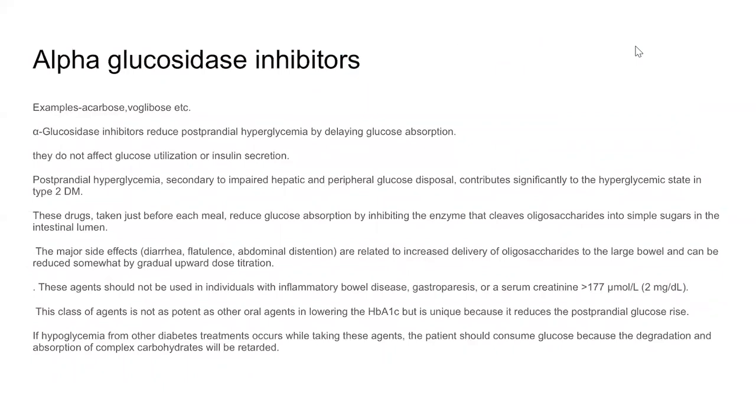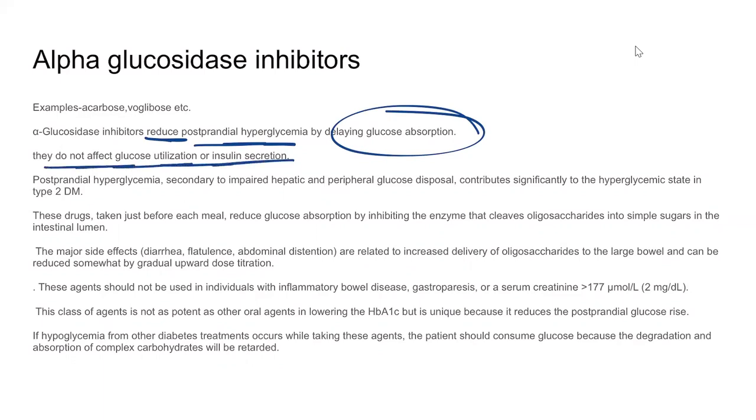Then we have this class of drug known as alpha glucosidase inhibitors. The drugs in this group are acarbose, voglibose, etc. They inhibit or reduce postprandial hyperglycemia by delaying glucose absorption. So basically, they delay the absorption of glucose. They do not affect glucose utilization or insulin secretion. Postprandial hyperglycemia, secondary to impaired hepatic and peripheral glucose disposal, contributes significantly to the hyperglycemic state in type 2 DM, and this drug affects that part.